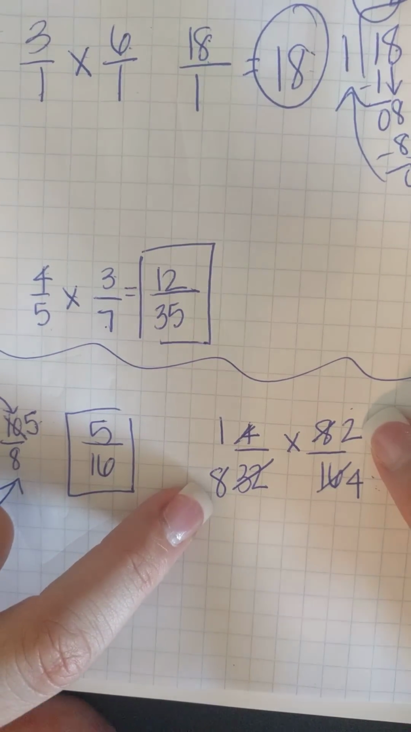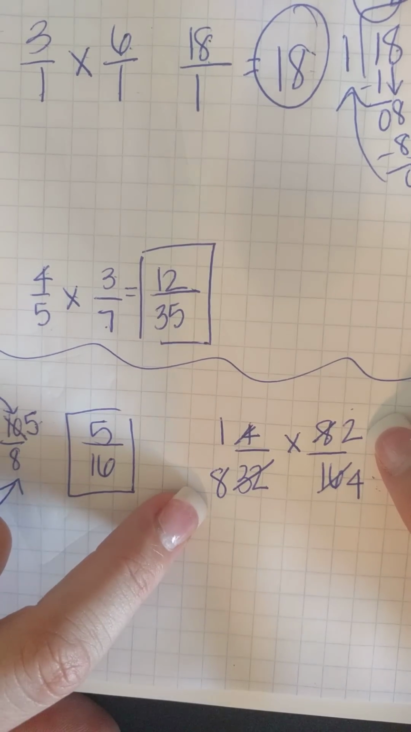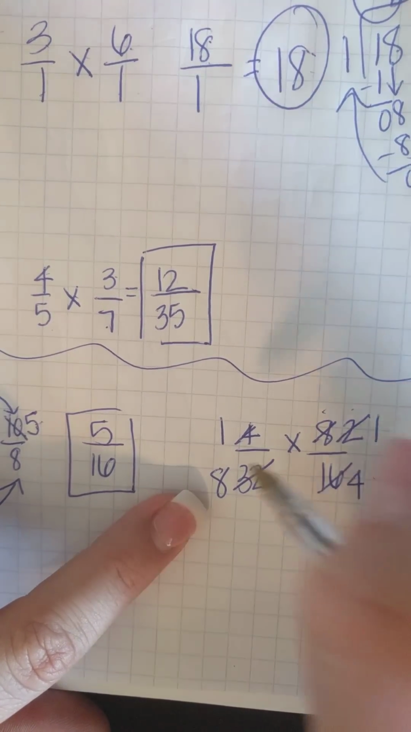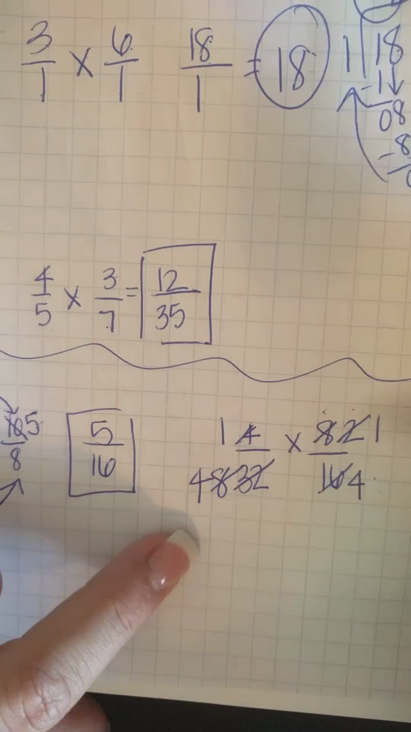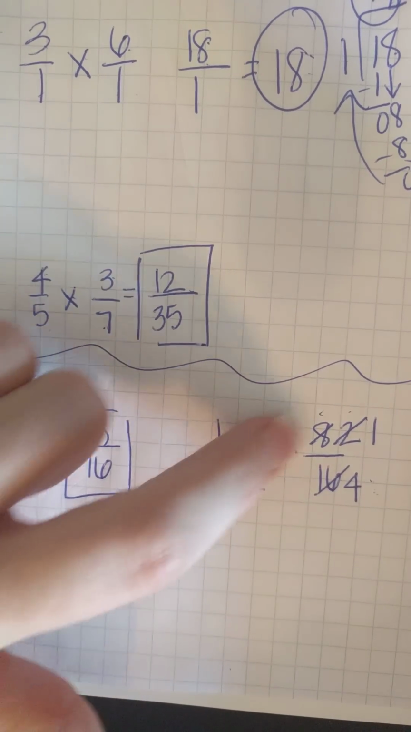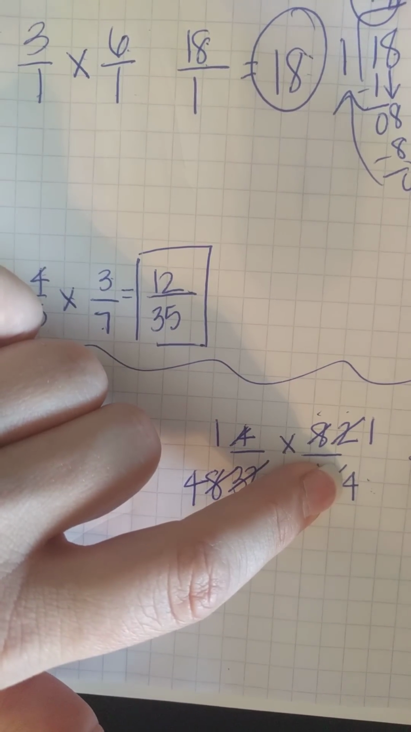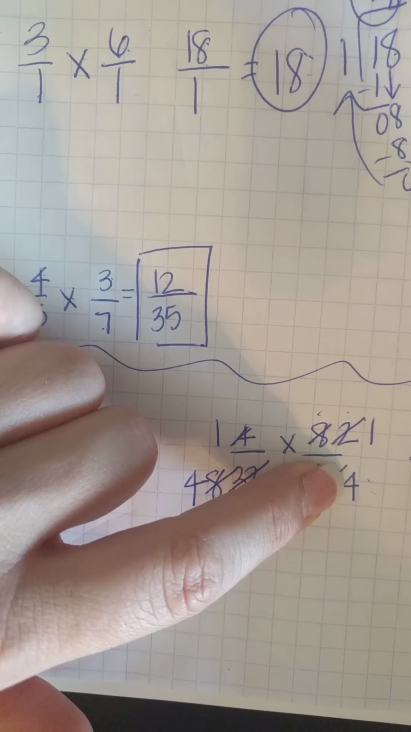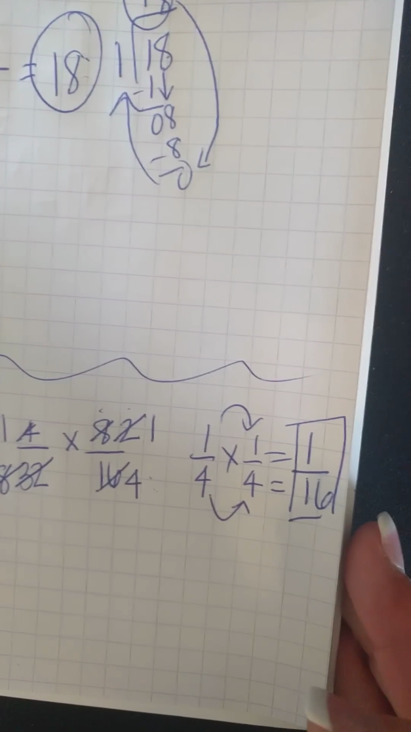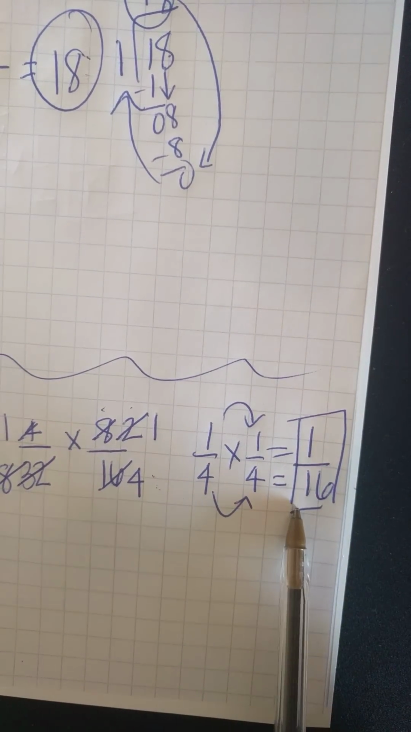But I'm going to look at that. Can I simplify that more? Yes, I can divide both of those by 2. So 2 divided by 2 is 1, and 8 divided by 2 is 4. So now I have 1/4 times 1/4, top times top, bottom times bottom. 1/16 is our simplified fraction.